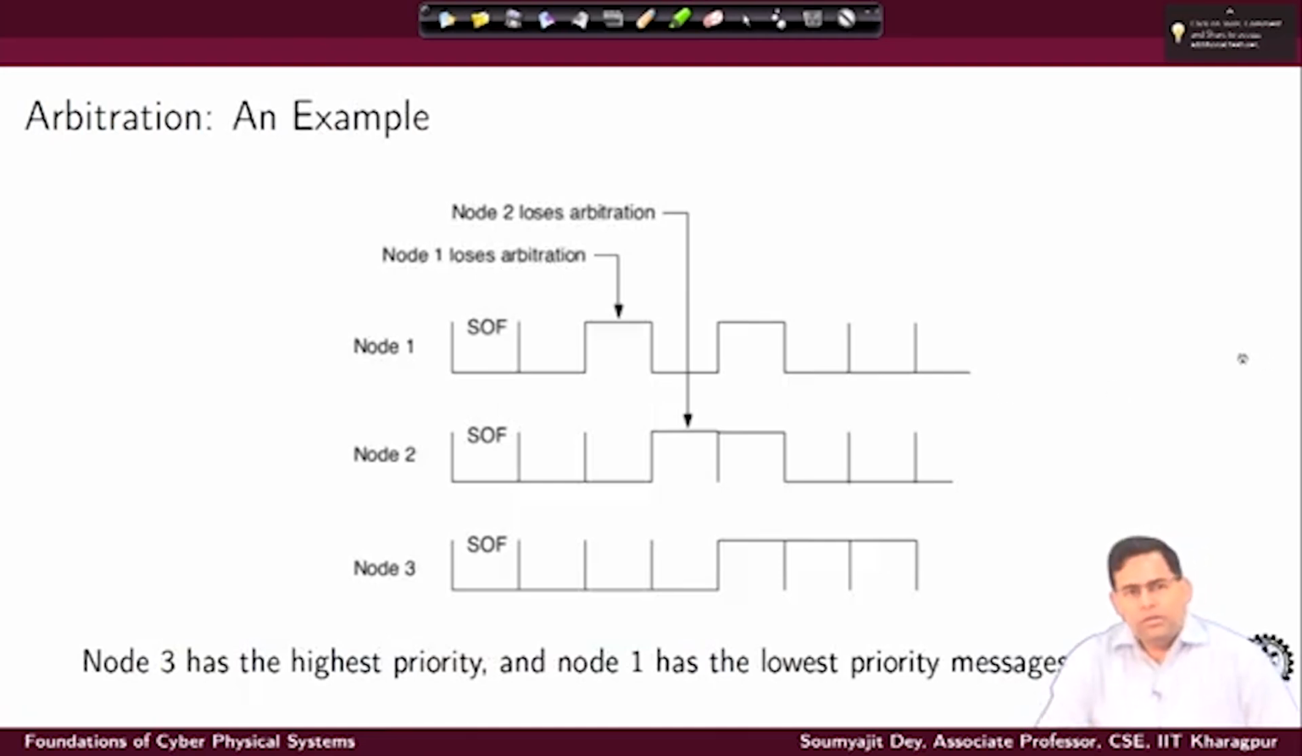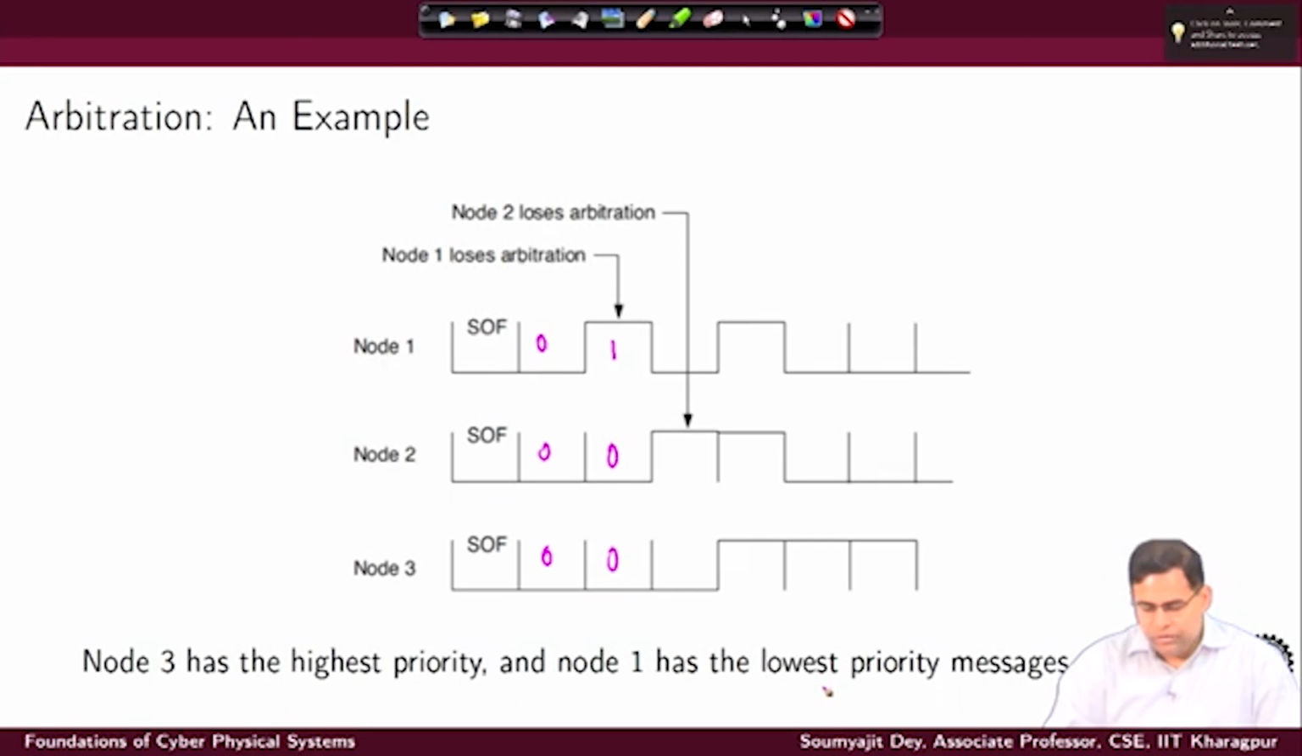So here is an example picture. Let's say you have multiple nodes, node 1, node 2, node 3. Node 3 has the highest priority and node 1 has the lowest priority. How do we know? All of them are transmitting zeros here, so that's fine. We progress to the next bit. This one transmits a 1, and they are transmitting 0.